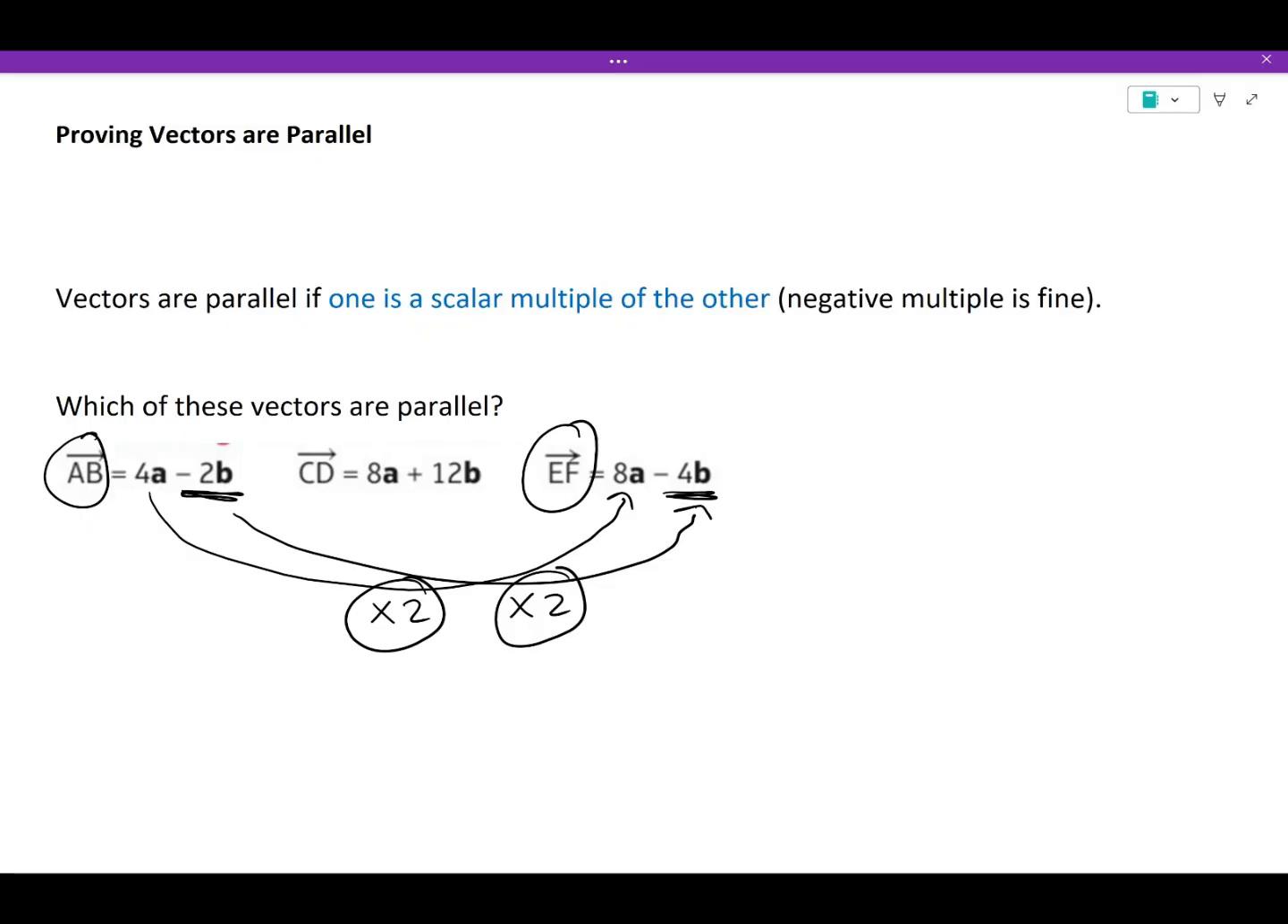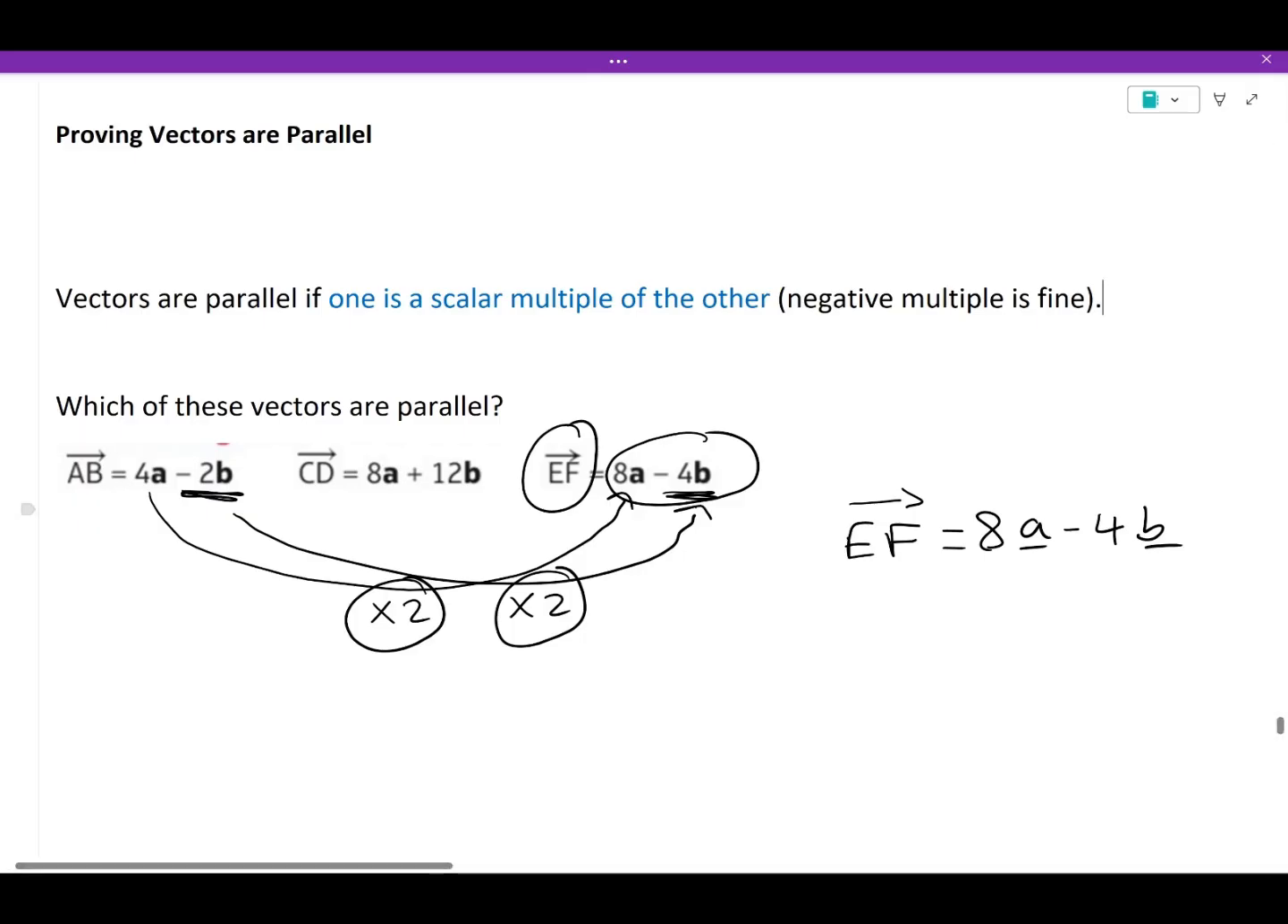However, we do need to write our working out in a very specific way. So what I'm going to do is write this vector E to F over here. So E to F is equal to 8A subtract 4B. Now, in order to show that this is definitely parallel to the A to B, what I'm going to do is factorize the E to F. And in my bracket, when I factorize, it's going to be the vector A to B. So it's going to be 4A subtract 2B. So I'm going to write 4A subtract 2B in my bracket. And I just need to decide what number needs to go out here to make this statement down here the same as the statement above it.